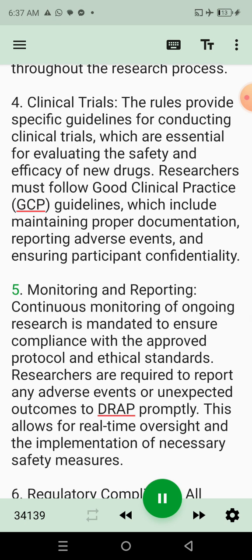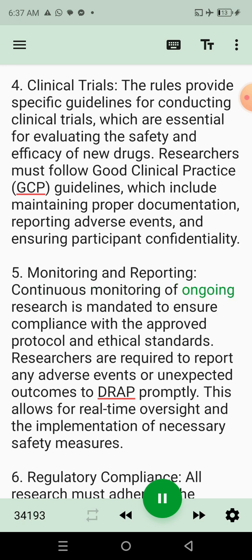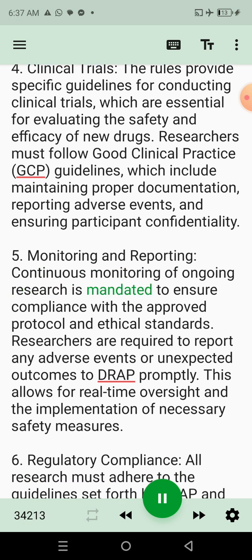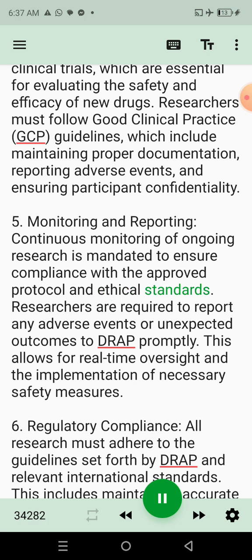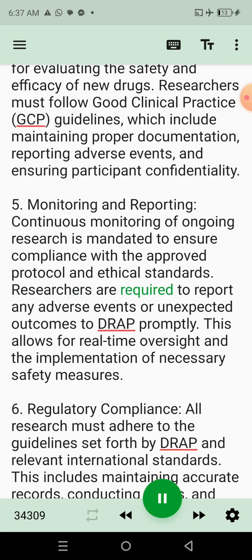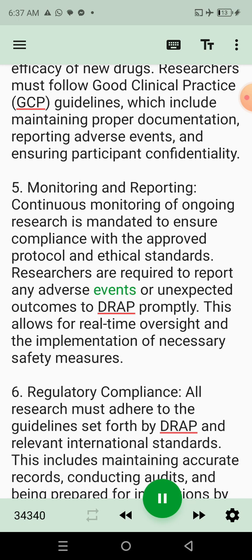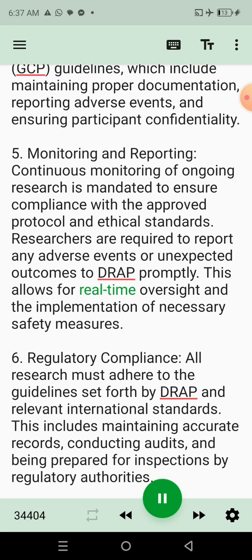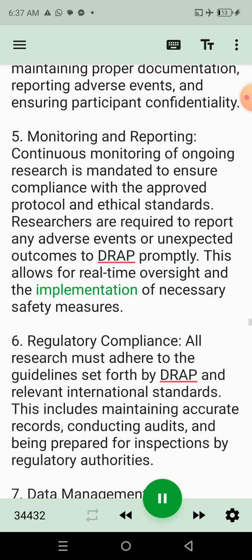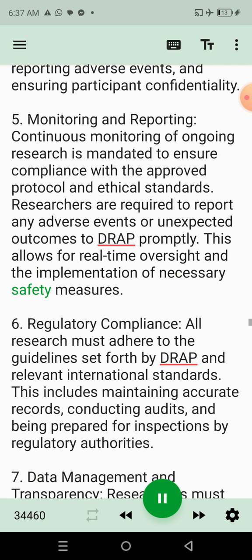5. Monitoring and reporting. Continuous monitoring of ongoing research is mandated to ensure compliance with the approved protocol and ethical standards. Researchers are required to report any adverse events or unexpected outcomes to DRAP promptly. This allows for real-time oversight and the implementation of necessary safety measures.